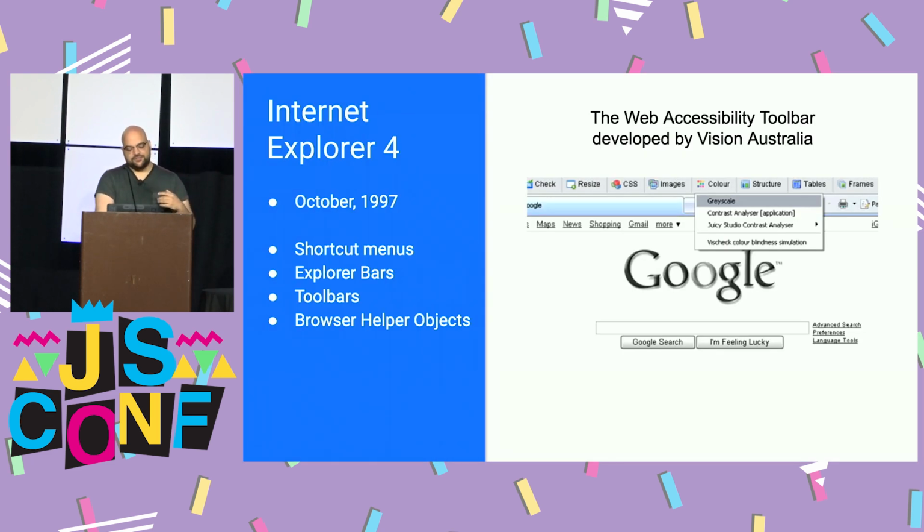And finally, the fourth major thing that Internet Explorer introduced was this concept of browser helper objects, or BHOs. By and large, the entire extension feature is commonly referred to as BHOs, or an extension was commonly referred to as a BHO, even though the first three things, shortcuts, explorer bars, and toolbars, could be provided without a BHO. That's kind of an implementation detail, but whatever.